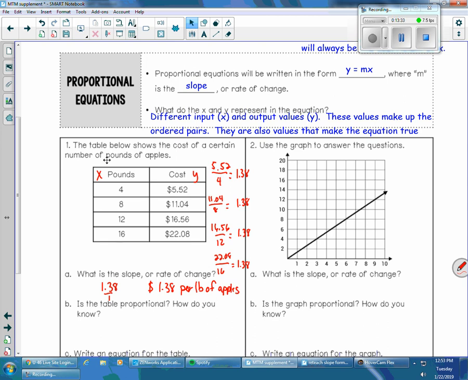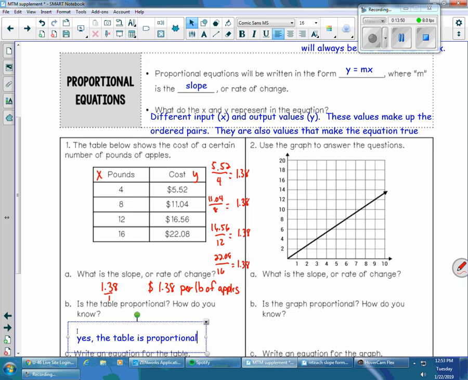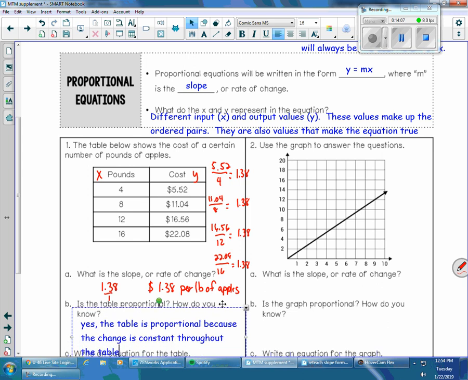Okay. Is the table proportional? Yes, that table is proportional. Because the change is constant throughout the table. And I'll make this to where it fits in the space. So that, how do you know?